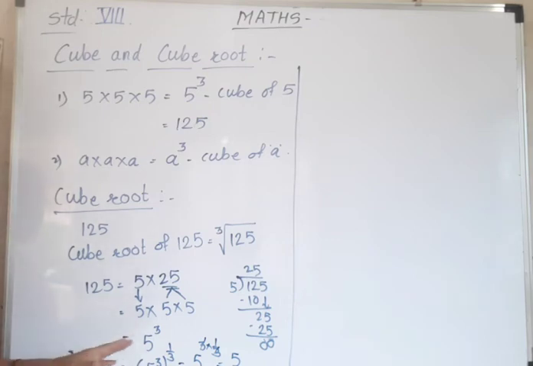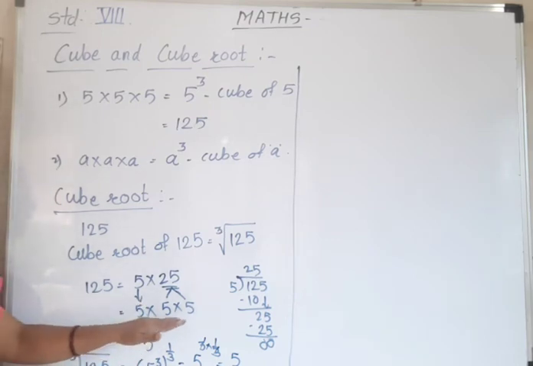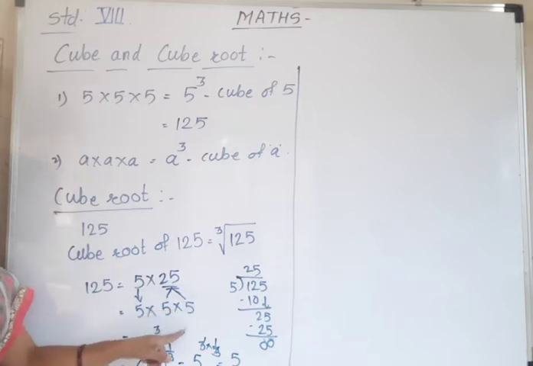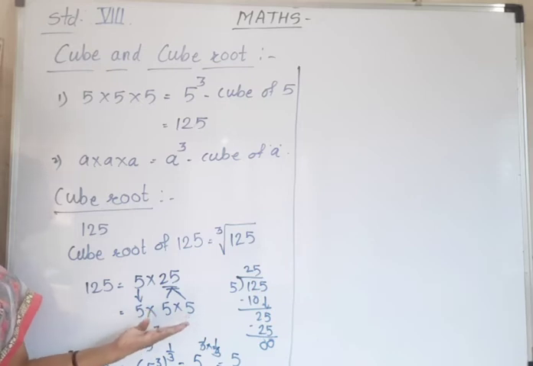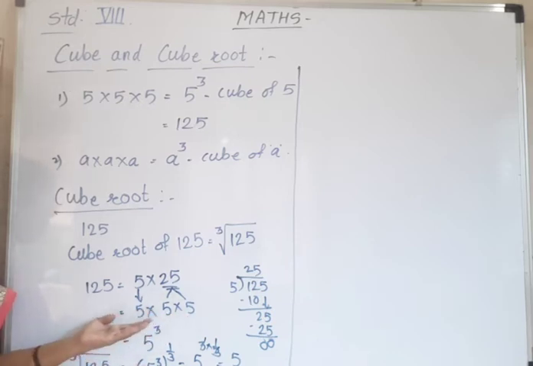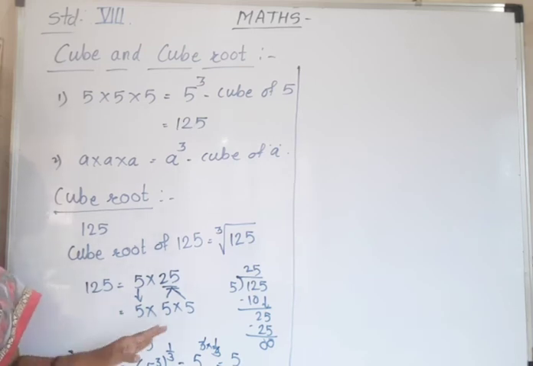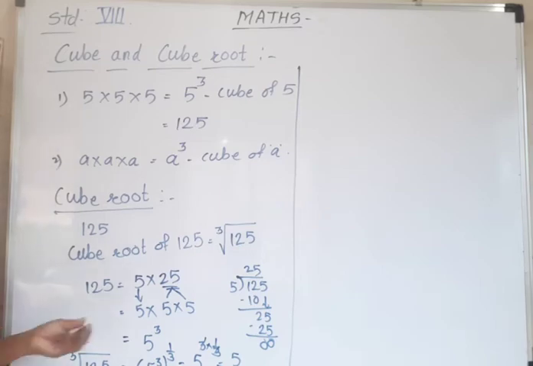So in the simple way, when you are finding the cube root of any number, find the prime factors of that number and make groups of 3 same numbers, and from each group you have to take one digit and write the product of all those digits, which is the cube root of that number.